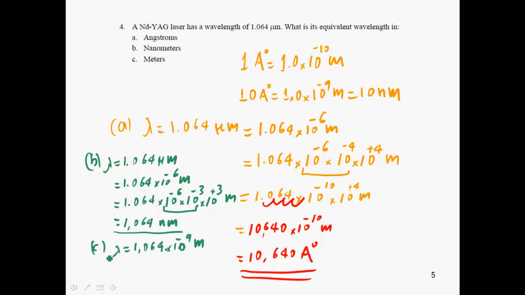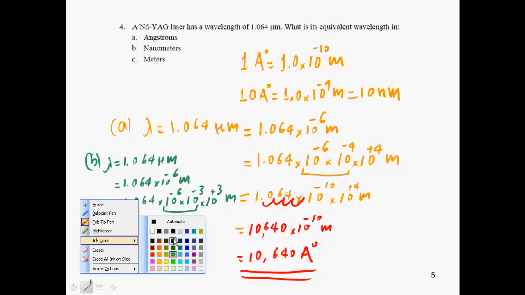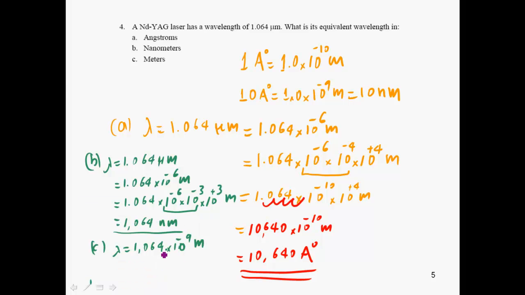Need to move it to the left or to the right? Left. 9 positions to the left. Okay? So I'm going to change color here. Let's use this color here. See, the decimal point is right there. Now, let's count. 1, 2, 3, 4, 5, 6, 7, 8, 9, and then move the decimal point right there.